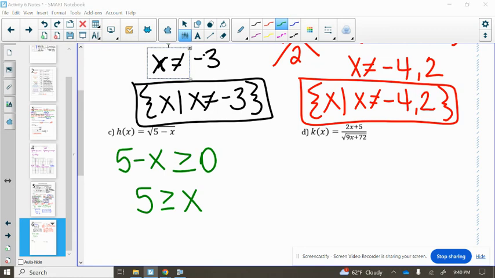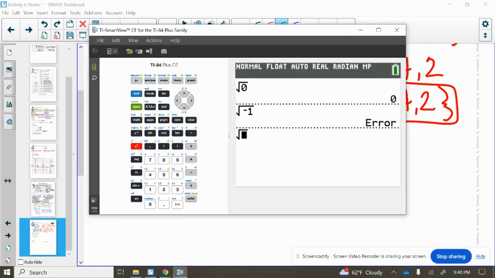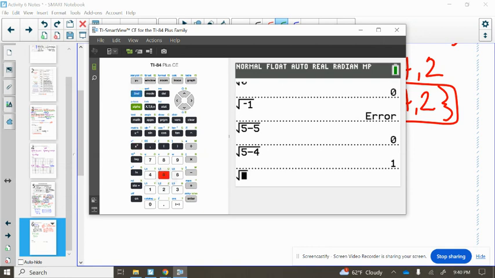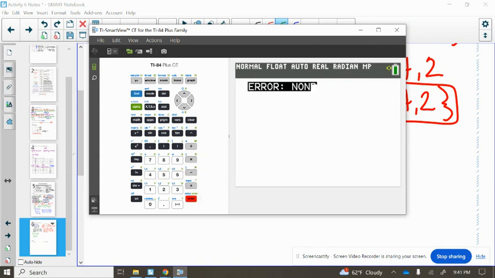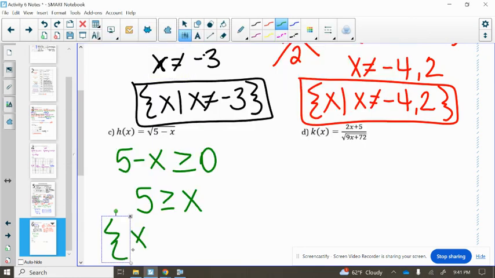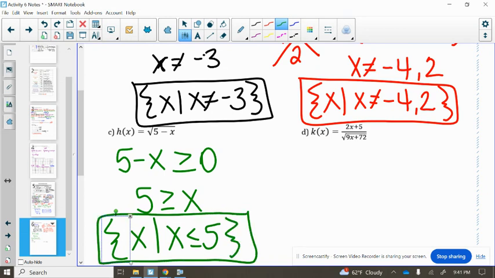So in this case, for instance, if we took 5 minus 5, we see this works out. Or if we took 5 minus 4, that's okay. But if we did 5 minus 6, a value bigger than that, that's where we're seeing the issue. So this time, our domain would be all of our x values less than or equal to 5.